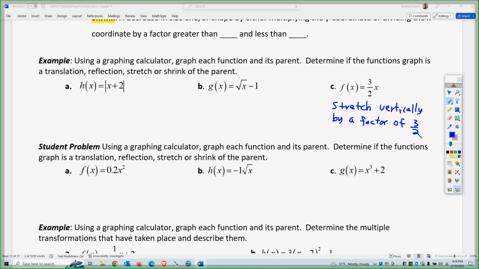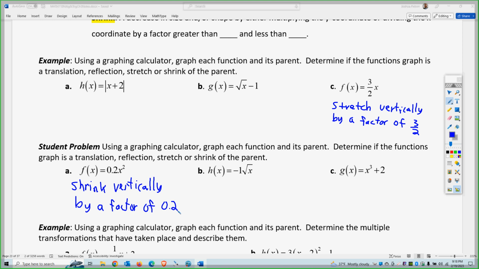Okay, so the following is a 0.2 on the outside, so it only shrinks vertically because it's on the outside. There's no grouping symbols to put on the inside, so it's not x that's changing. Shrink by a factor of 0.2 or 1/5, whichever one to put.